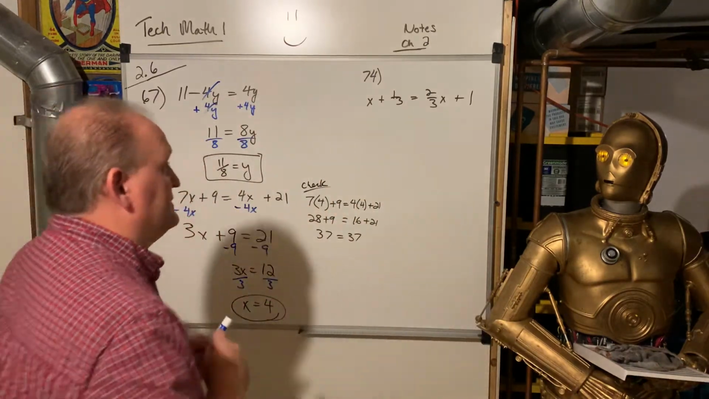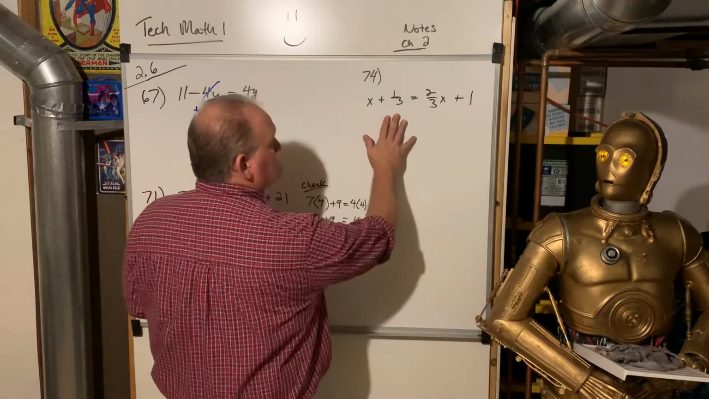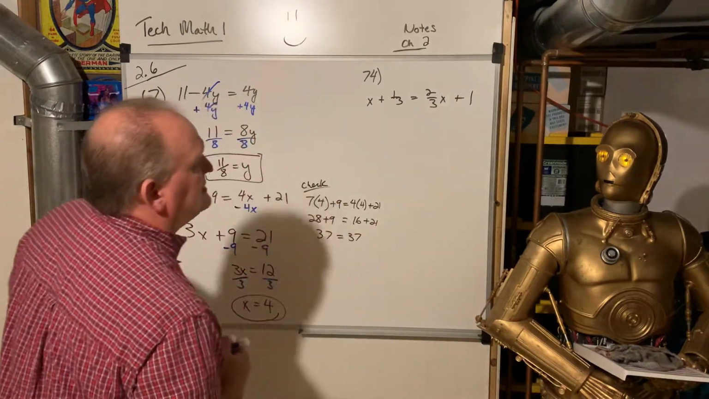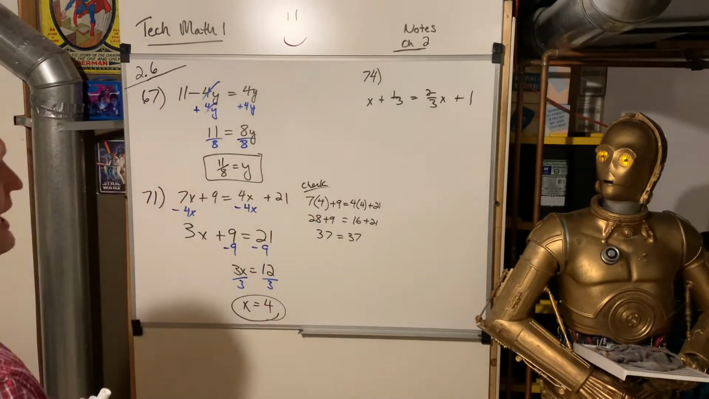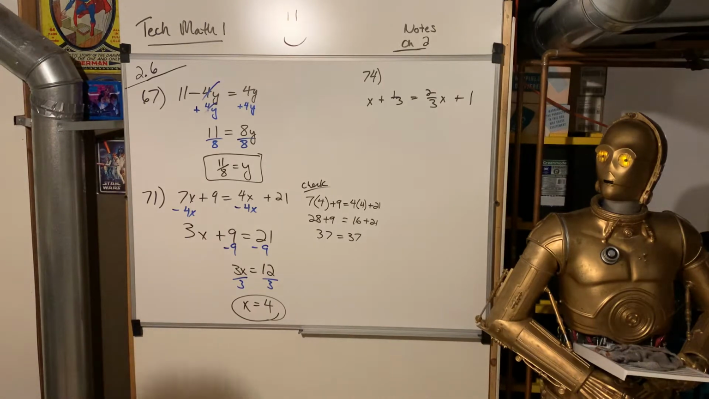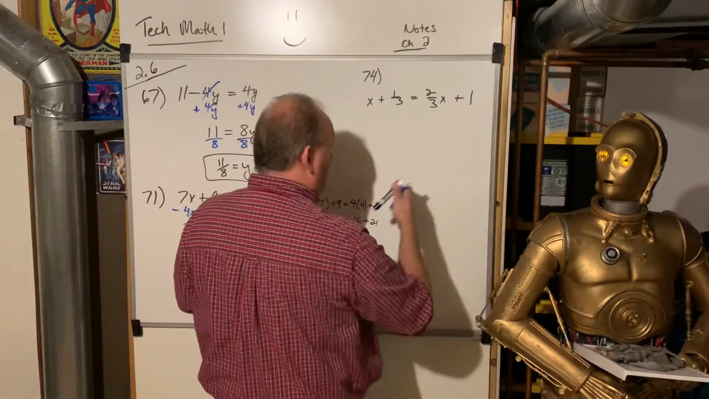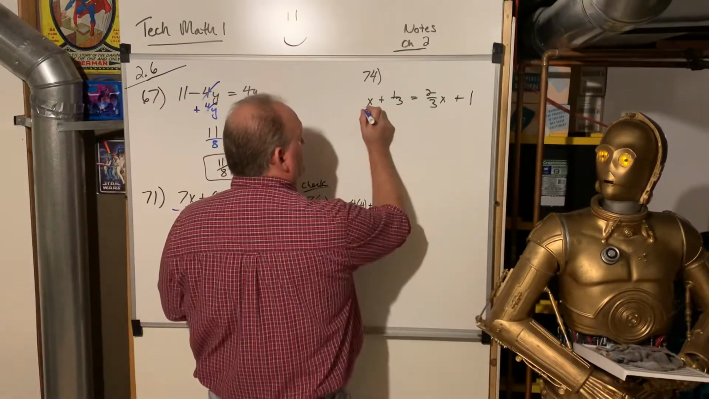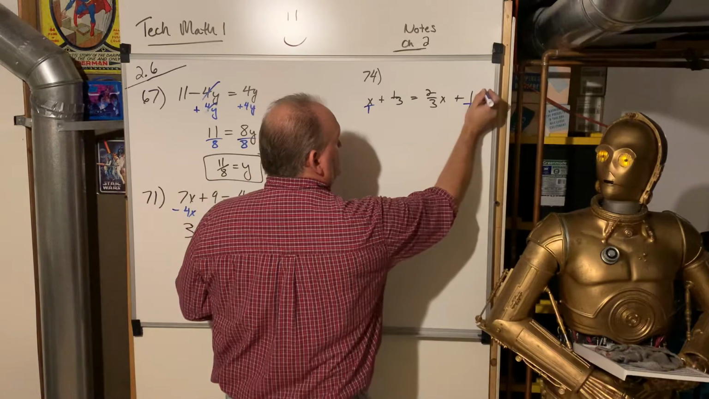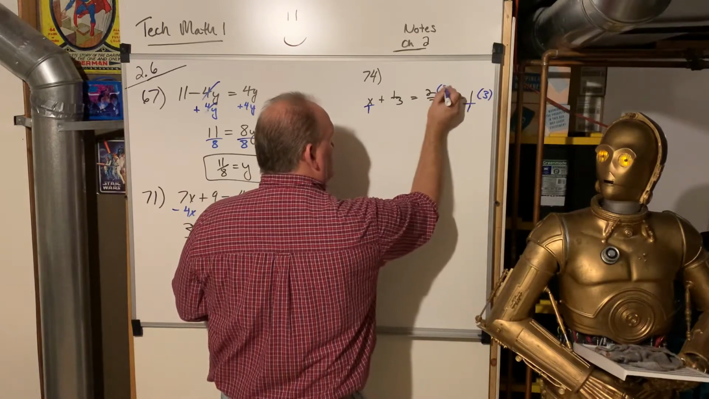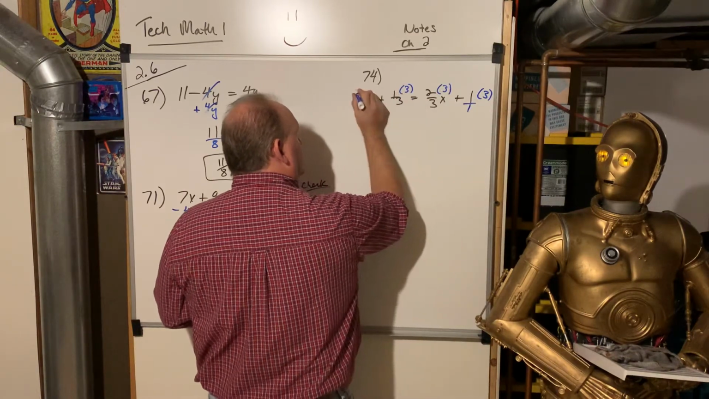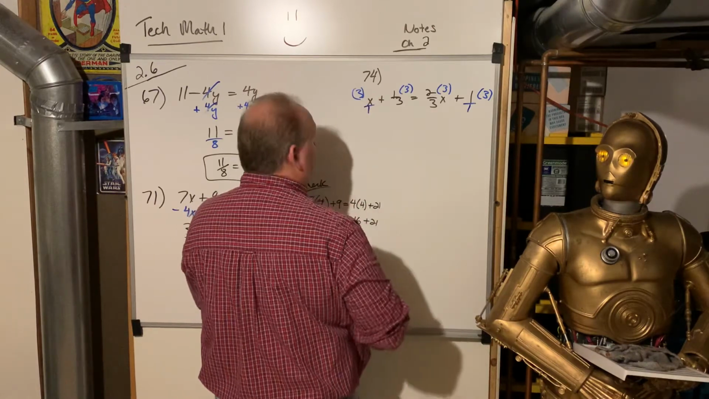Sorry. So let's take a look at that problem. Okay, so that's got fractions in it, and we don't want to work with fractions if we can help it. So let's multiply everything by the common denominator. The common denominator is 3. Let's multiply every term in the equation by 3, and then take a look at what that does.